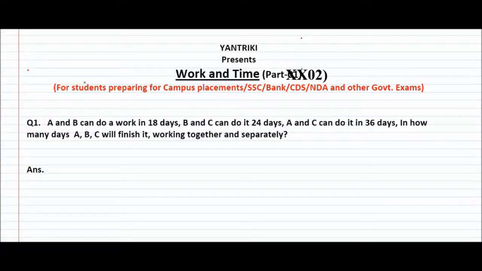In this video I'm going to solve this one question that keeps on appearing in competitive exams and other exams, placements related exams. So let's do this question. It says that A and B can do a work in 18 days, B and C can do it in 24 days, A and C can do it in 36 days. In how many days will A, B and C finish it working together and separately?